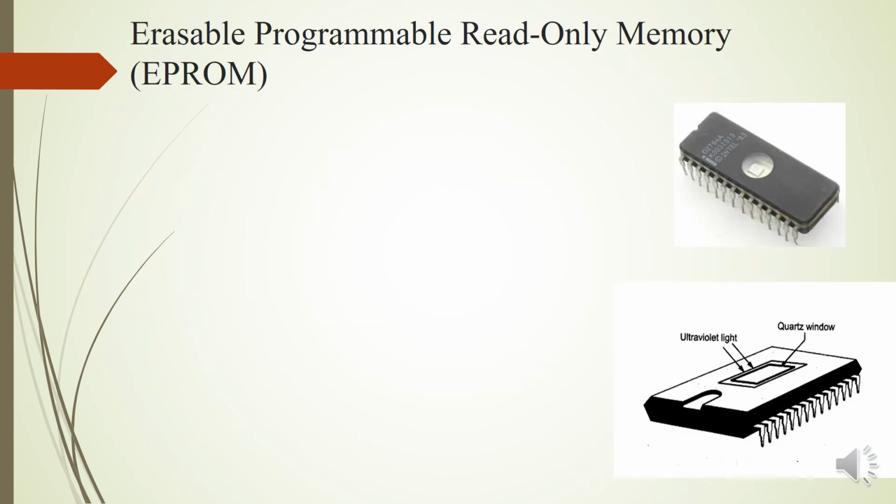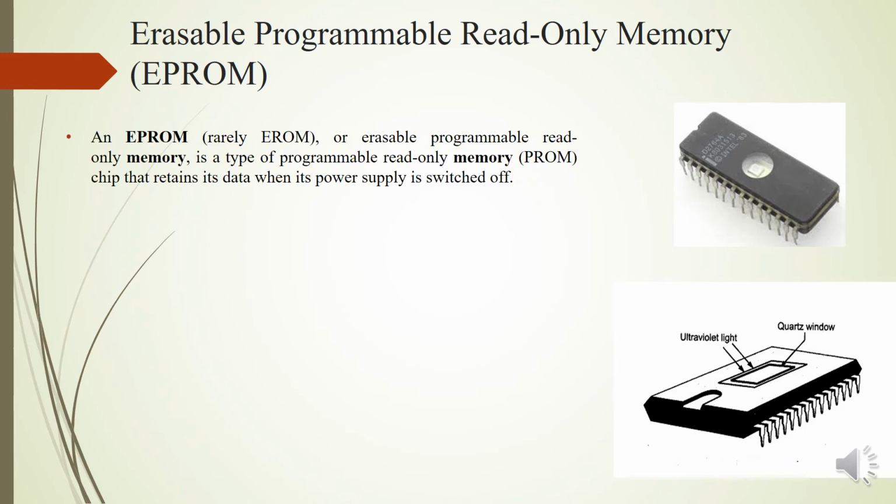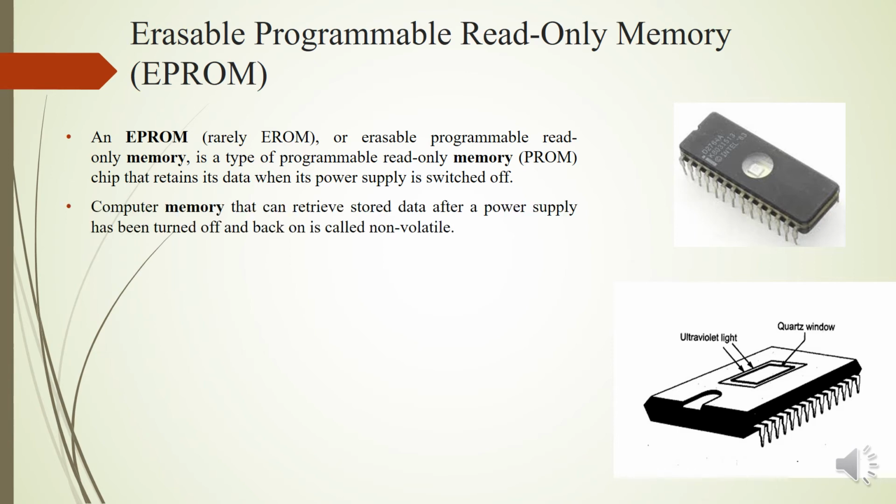We'll move on with the ROM. Now the next type of ROM is EPROM, Erasable Programmable Read-Only Memory. This diagram gives you the EPROM ICs. EPROM is a type of programmable read-only memory chip that retains its data when its power supply is switched off. Computer memory that can retrieve stored data after power supply has been turned off and back on is called non-volatile.